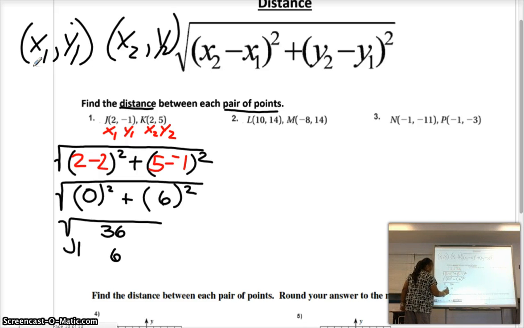So JK, the distance from J to K is 6. The measure of JK is 6. Going from J to K, we move 6 units. Whatever way you want to talk about length, that's what the distance formula tells you.